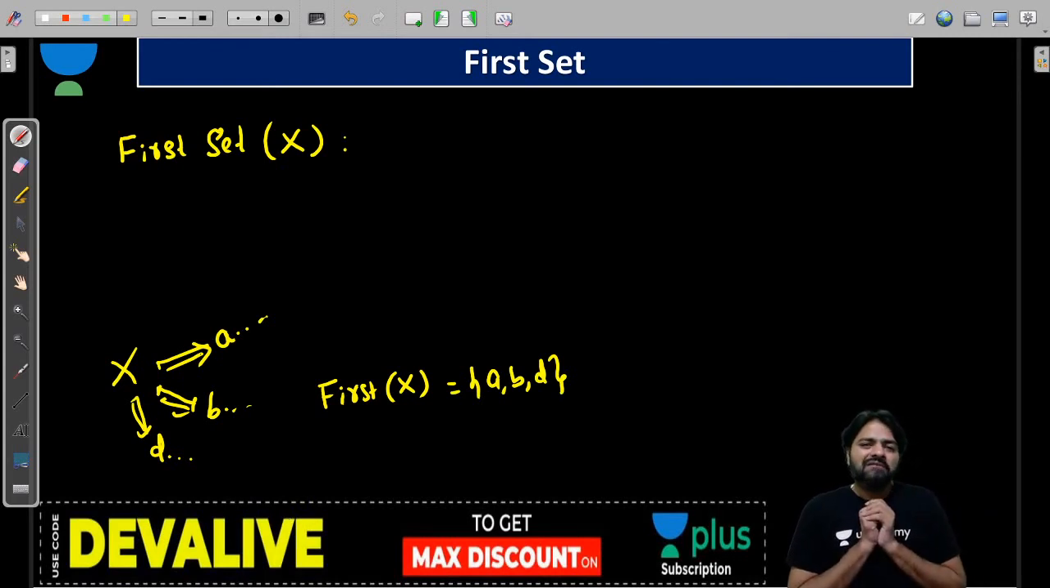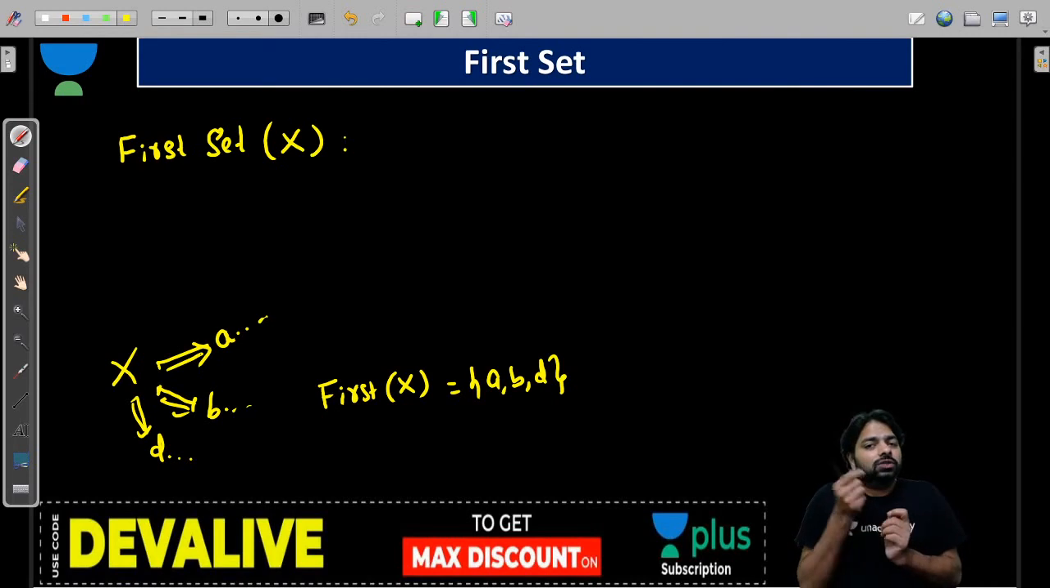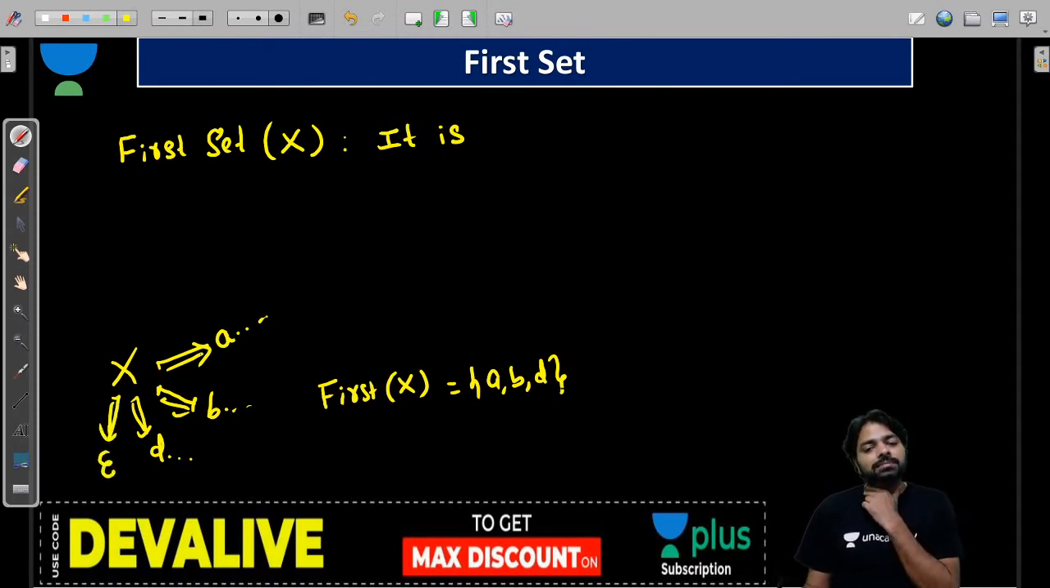It is going to look at every string that can derive from X, not from the start symbol of the grammar, from X, and it is going to collect the first terminal of that string. So the first set of X is nothing but that. If nothing is derived, then there is a special symbol, that is epsilon. Of course, epsilon is also part of a first set. If you can't derive anything, that is derived epsilon.